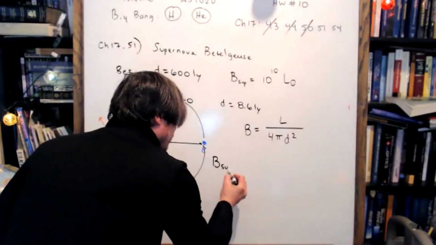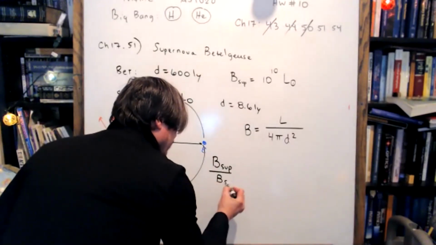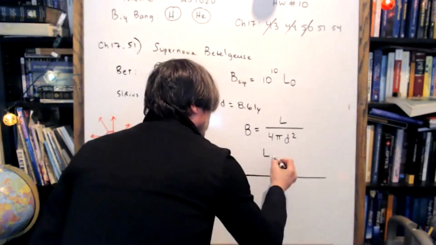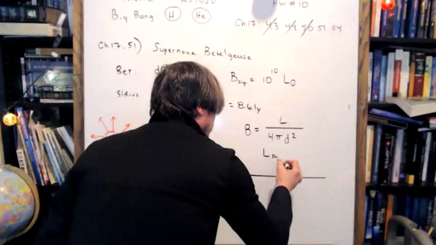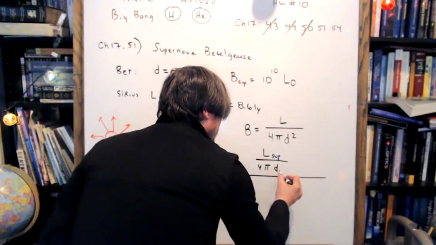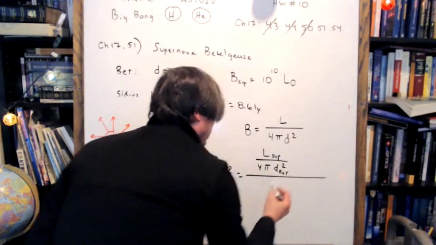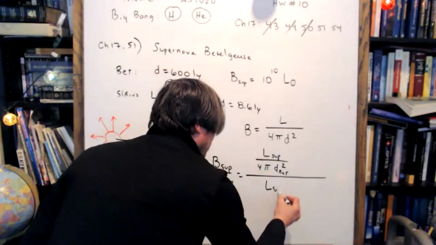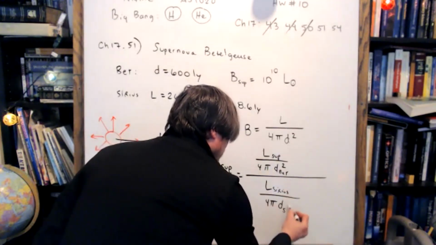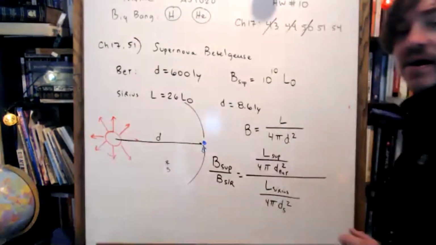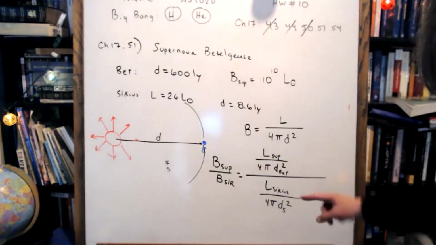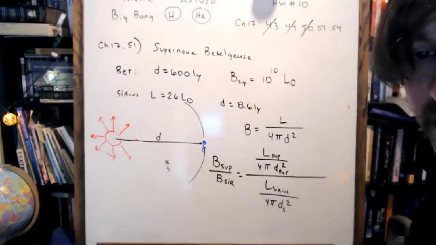The brightness of the supernova as a ratio of the brightness to Sirius is the luminosity of the supernova over 4 pi, the distance to Betelgeuse squared, divided by the luminosity of Sirius over 4 pi distance to Sirius squared. Now, I intentionally set this up for maximum fuckery so that you guys would have to think about how to cancel out common terms there.